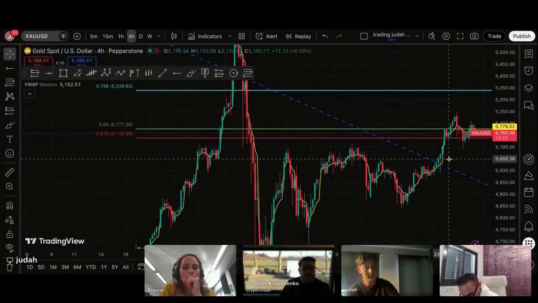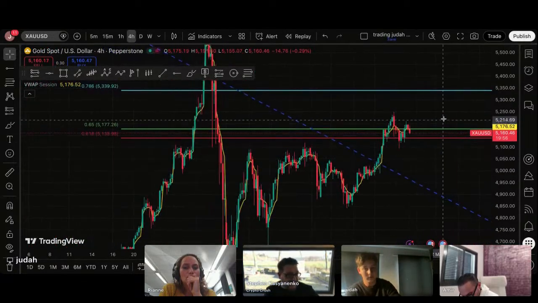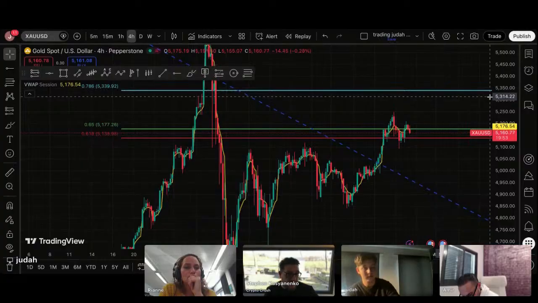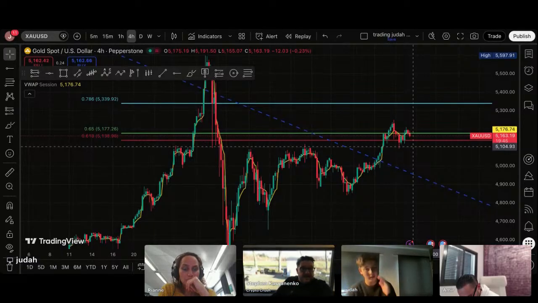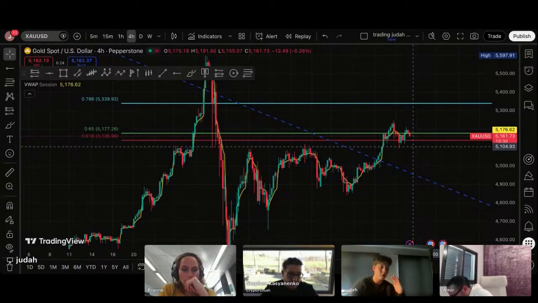So you're saying this can go to the 786 line, which is at 5,350 if it breaks. Yeah, something like that. But what I mean is usually when you come into the golden pocket, you get a fast reaction down, very fast, a clear rejection. We're not really seeing it. We're just dancing around the level. Sometimes we're up, sometimes we're down. That's a strong signal. The more we touch the golden pocket, the weaker it gets. And I think this looks good.